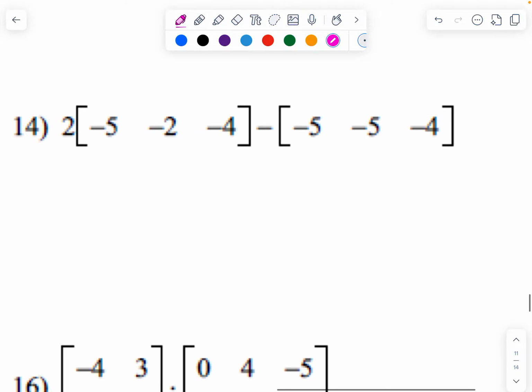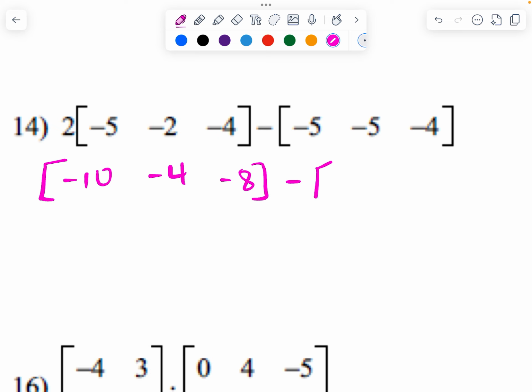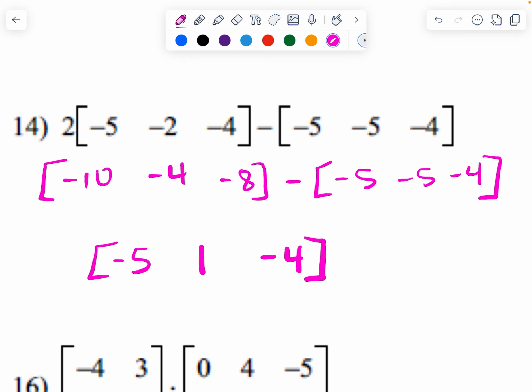Okay, so here I'm going to multiply first. So I get negative 10, negative 4, negative 8, subtracting negative 5, negative 5, negative 4. So 10 minus a negative 5 will get negative 5. Negative 4 minus a negative 5 would get me 1. Negative 8 minus a negative 4 would get me negative 4.